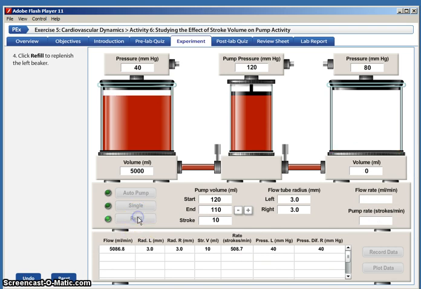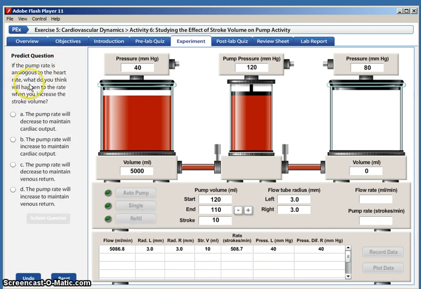There it is. If the pump rate is analogous to the heart rate, what do you think will happen to the rate when you increase stroke volume? Well, if I increase stroke volume, then heart rate could decrease. So the pump rate will decrease to maintain cardiac output. So again, I'm making stroke volume higher, so the pump can actually pump less frequently.